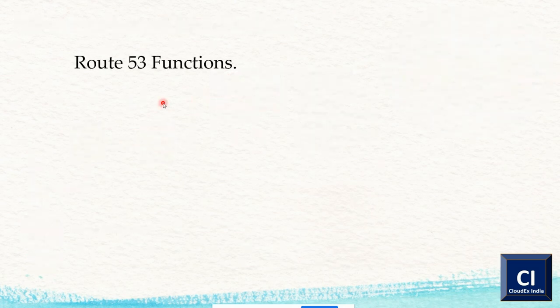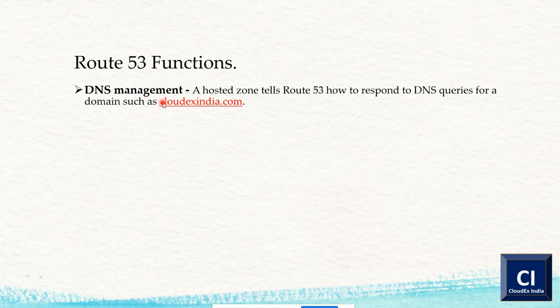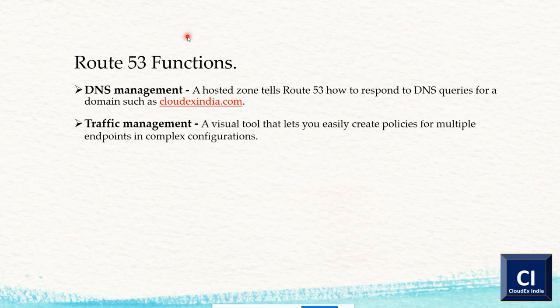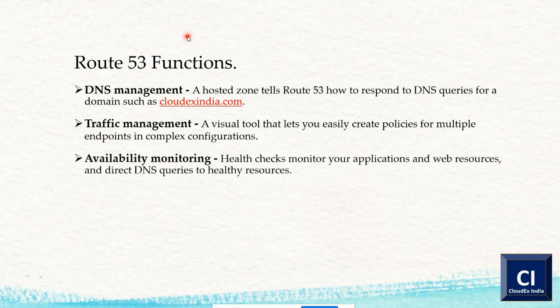So the other part is Route 53 functions. There are multiple functions. The first one is DNS management. So DNS management, basically what does it do? It helps you resolve the name, as we discussed, like cloudxindia.com if you have any record. So it resolves the name if you have created an entry there. Second is traffic management. It doesn't only resolve the name, it also gives you the best path. You can configure the weightage, you can configure the routing policy, and it identifies whether a host is healthy or not. It also does availability monitoring, as I said, health check.